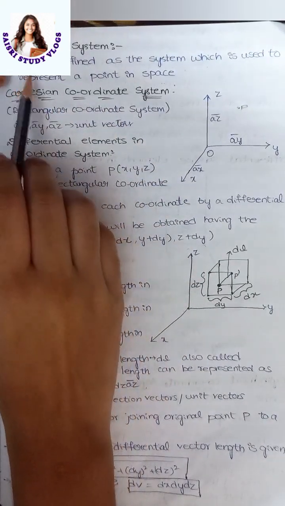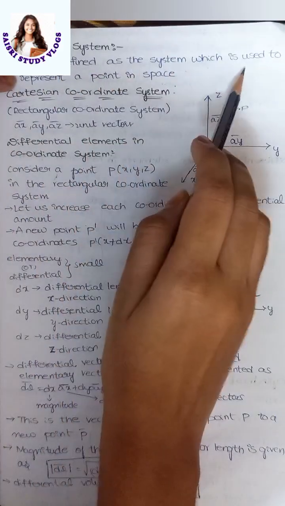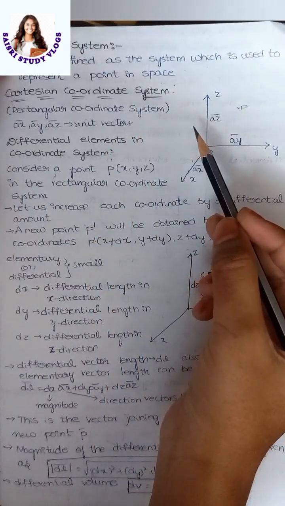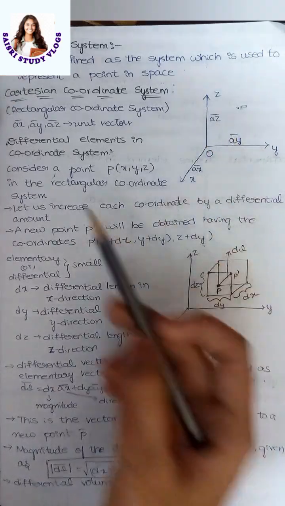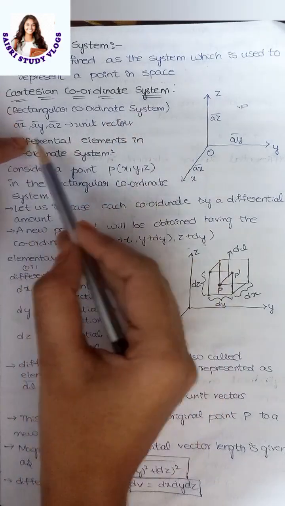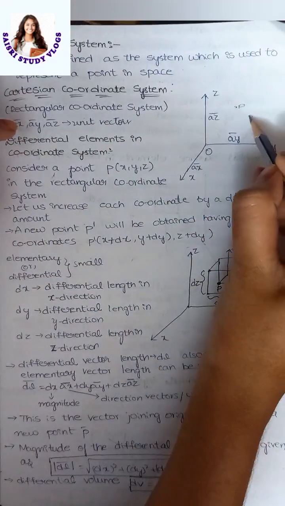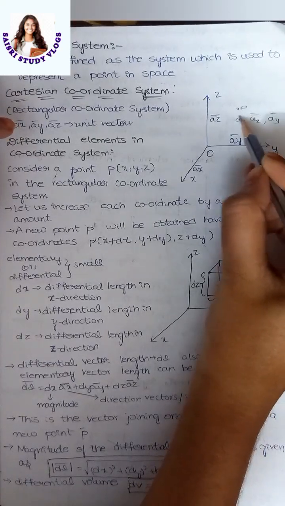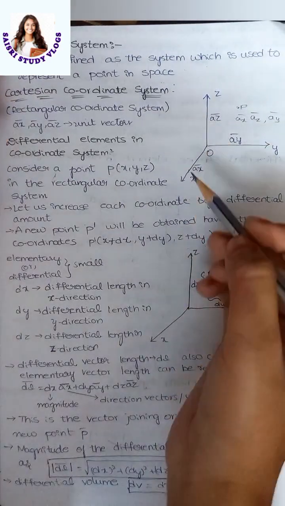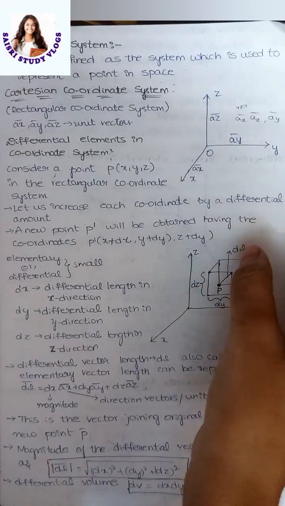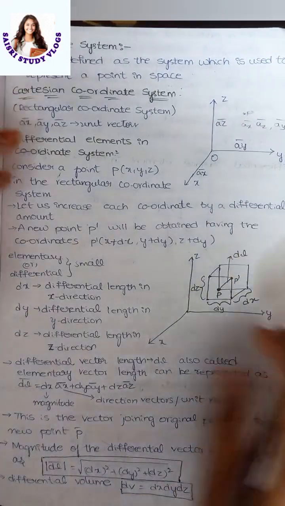The definition here tells that it is a system which is used to represent a point in the space. So it tells about the characteristics or the field around the system. In this way, the coordinate systems are very useful in EMTL. And here we have a suffix z bar, a suffix y bar and a suffix x bar. These three are unit vectors. Unit vectors are nothing but they have magnitude 1 and are normal to the given plane or the system. So those are called unit vectors.